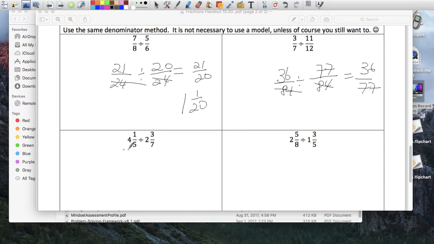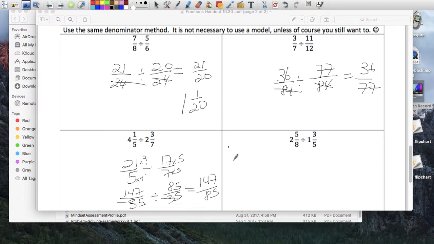Let's change this mixed number to improper. 4 times 5 is 20, plus 1 is 21 over 5, divided by 7 times 2 is 14, plus 3 is 17 over 7. Now we can find the LCM, which is 35. Times 7, so I multiply the top by 7, we get 147. Times 5 at the bottom, so times 5 on top, which gives 5, 35, 85. Cross, you get 147 over 85.